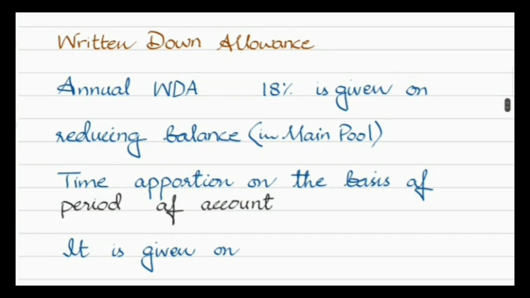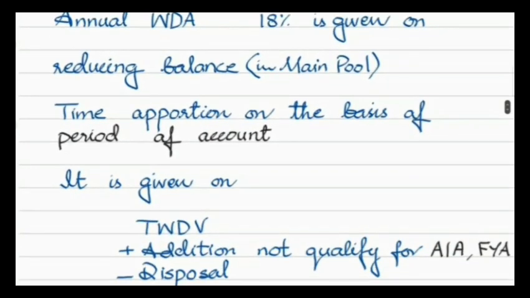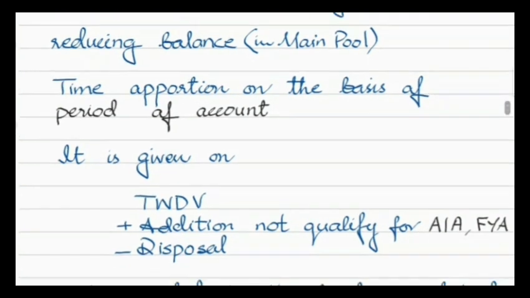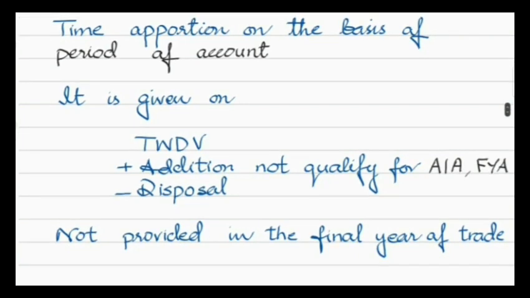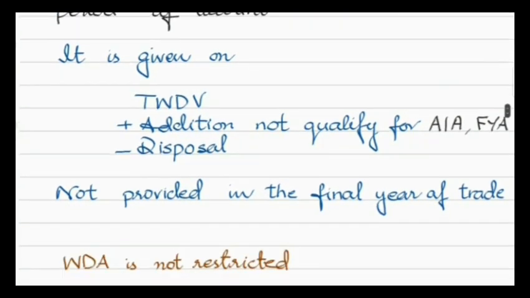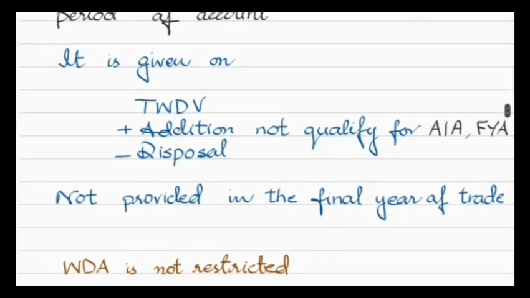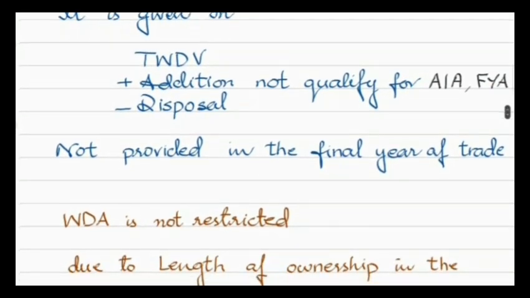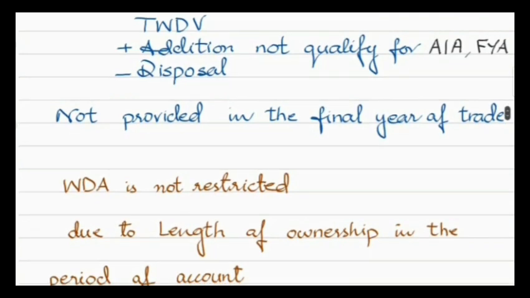The next type of allowance is writing down allowance. The annual writing down allowance is 18%, given on the reducing balance. Means whatever is the reducing balance available in the main pool, it will be calculated on that. It is also time apportioned and again on the basis of period of account, just like AIA. It is given on total written down value plus additions not qualifying for AIA and FIA less disposals. And also it is not provided in the final year of trade.